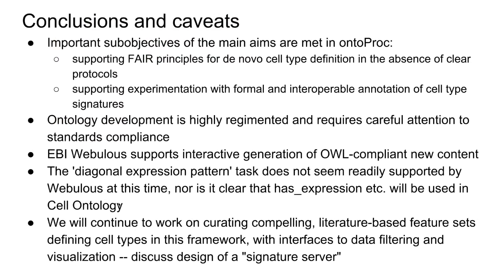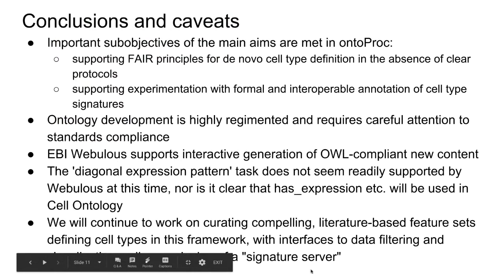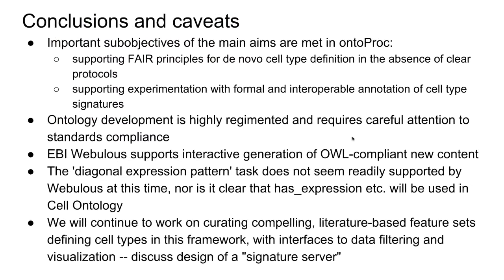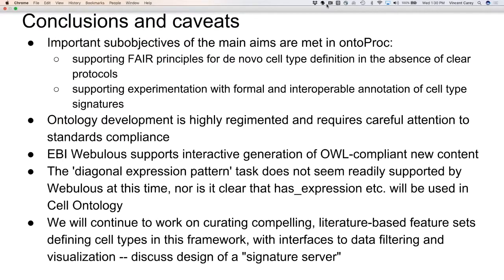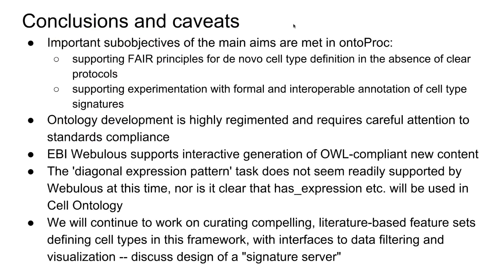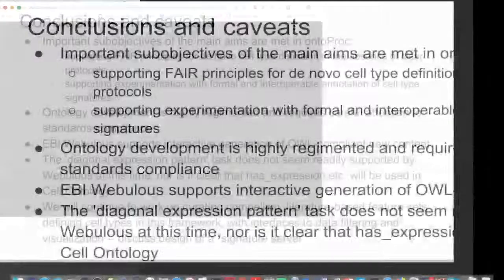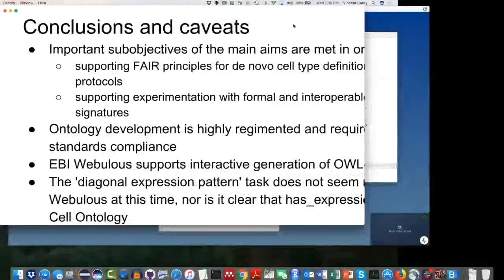And we'll keep working on this to try to curate feature sets and so forth. And we need to think, I think, about a signature server so that people who are looking for signatures to try to interpret their new data can get them easily, and then also push information that they find back into the system so that we're all collaborating as efficiently as possible. So that's the end of my presentation, and I'll stop sharing.